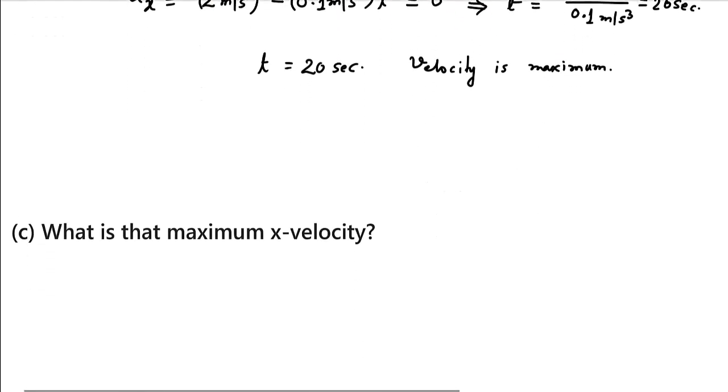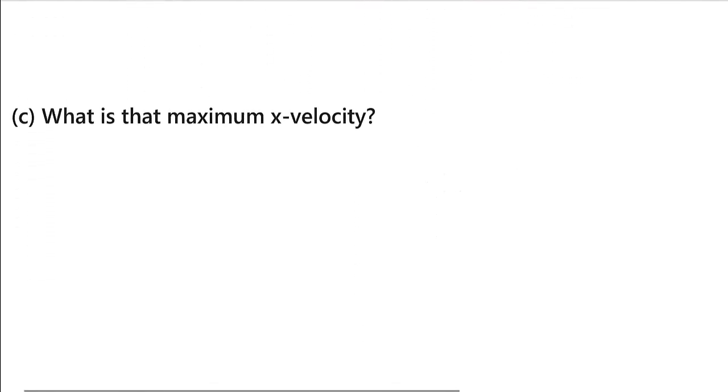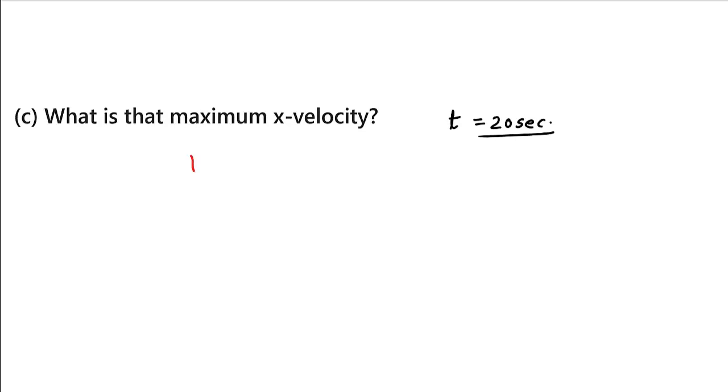Now the next part of the problem says, what is the maximum x velocity? So we have to find the velocity at time t equals 20 seconds, because maximum velocity occurs at t equals 20 seconds. What was the expression for velocity? If you remember, we earlier calculated the expression for velocity.